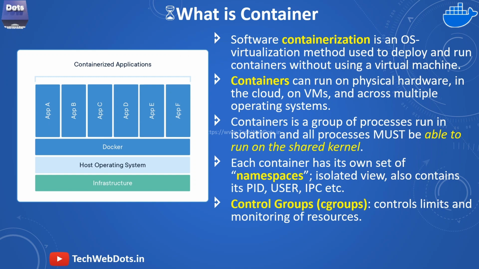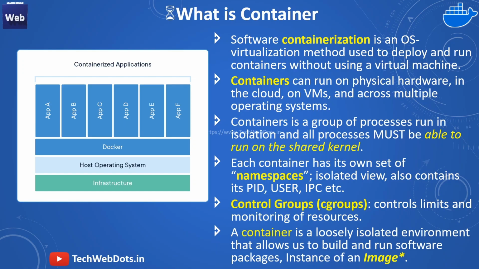And there is one important section, which is control groups. In short, we call them cgroups, which control the limit and the monitoring of resources that containers can use when the application is running on them, right? So they can manage that.